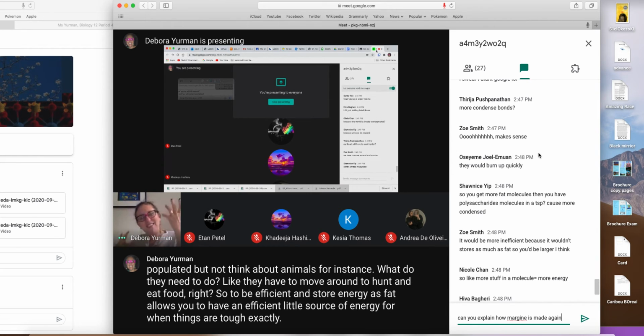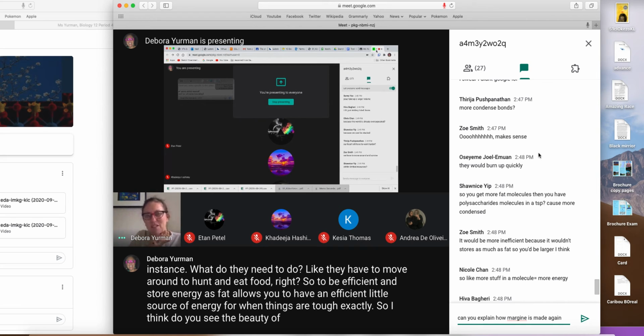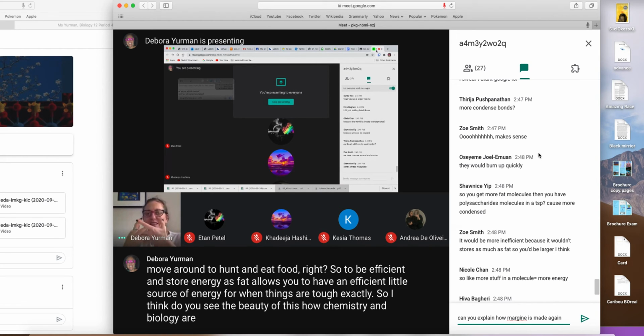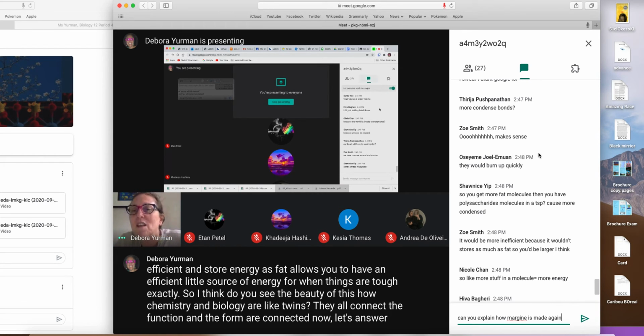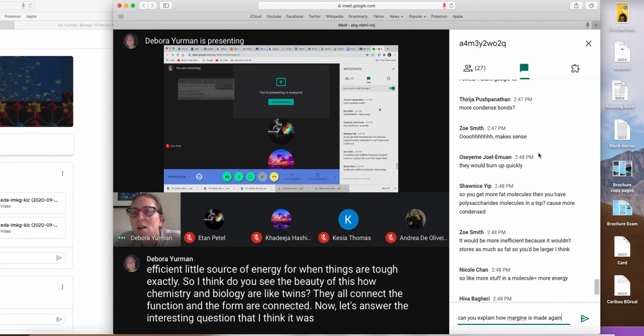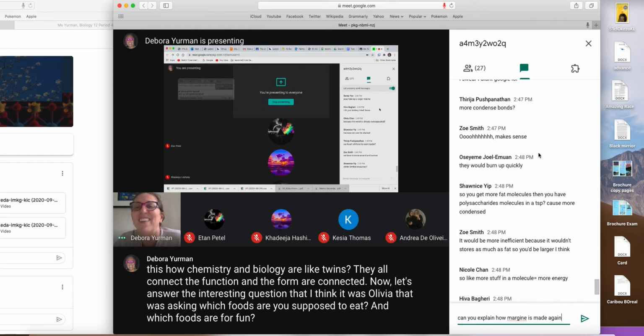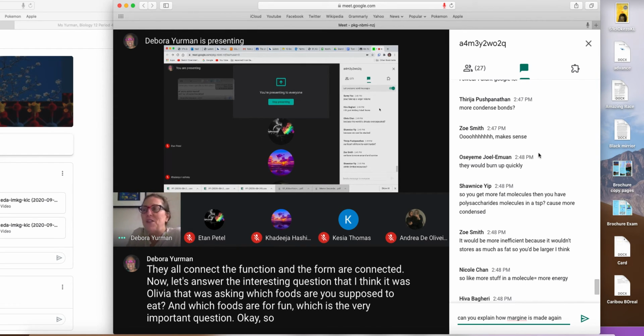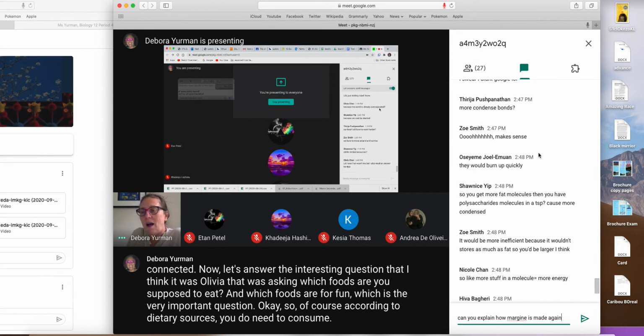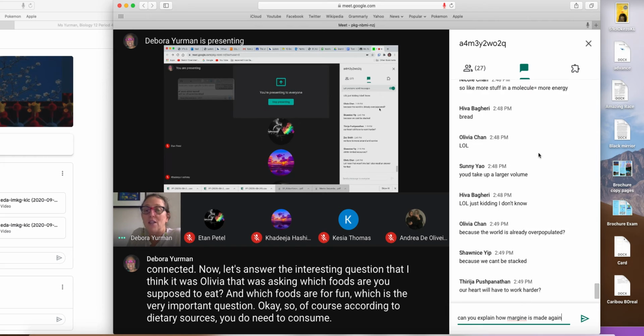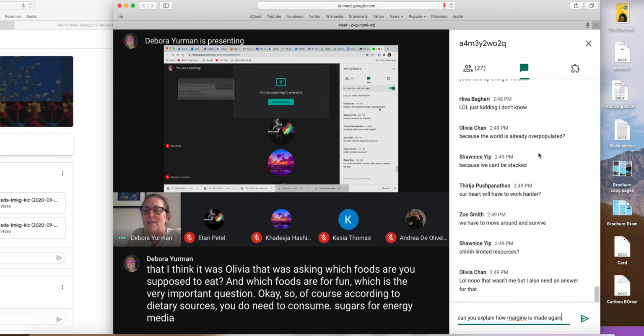See the beauty of this, how chemistry and biology are like twins. They all connect, the function and the form are connected. Now, let's answer the interesting question that I think Olivia was asking. Which foods are you supposed to eat and which foods are for fun? Which is a very important question. According to dietary sources, you do need to consume sugars for immediate energy. You cannot exist.